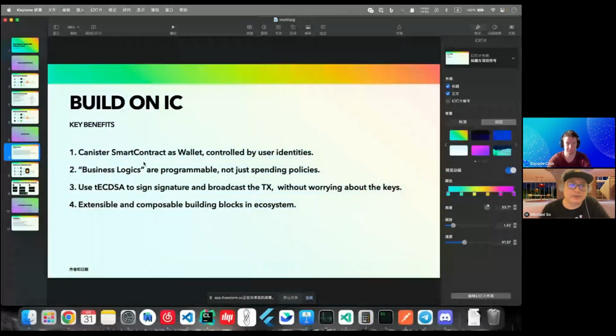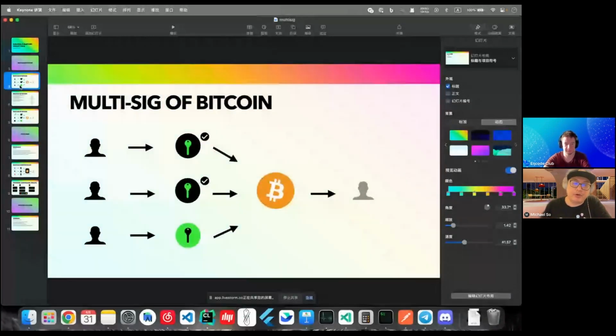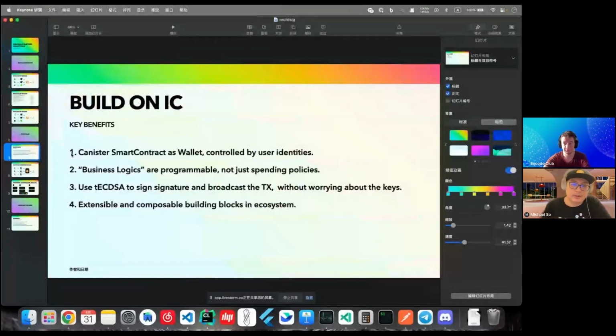When you look back at this graph, Bitcoin users always use their wallet to approve the transaction. But on IC, we only use users' identity. The wallet is a smart contract on chain. So basically, you have different parties using different identities to log in to a wallet and sign the transaction.